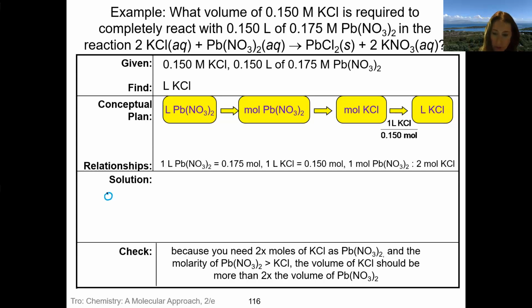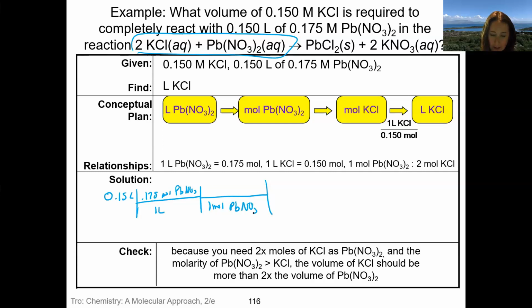So we have 0.15 liters, and then 1 liter, 0.175 moles of PbNO3. See, sometimes I don't do my keys when I think I do. 1 mole of PbNO3 to 2 moles of KCl, and then 1 mole of KCl, 0.15 moles in 1 liter.